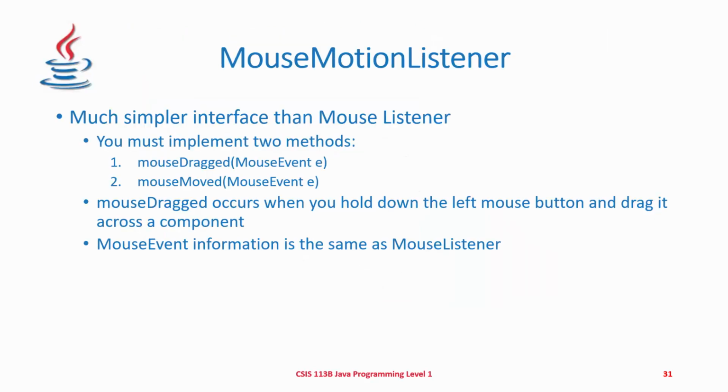The second mouse event listener is the MouseMotionListener. It's a lot simpler interface than the one we just saw, the MouseListener. It only has two different methods: mouseDragged and mouseMoved. So mouseDragged occurs when you hold down the left mouse button and drag it across the component. And the mouse event information is implemented the same as the MouseListener.